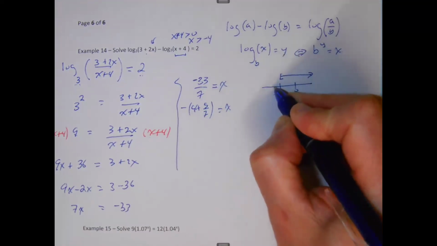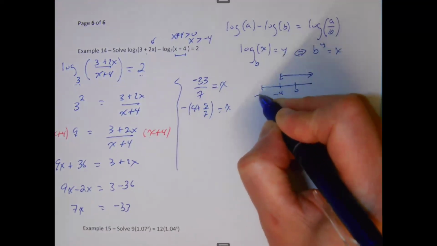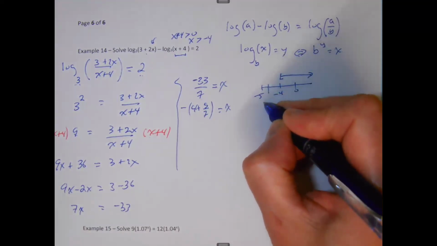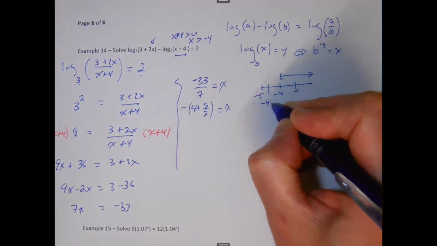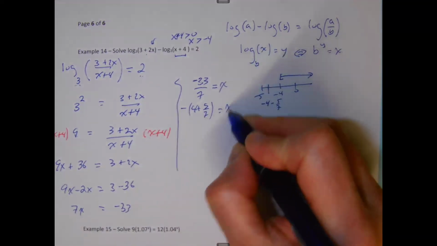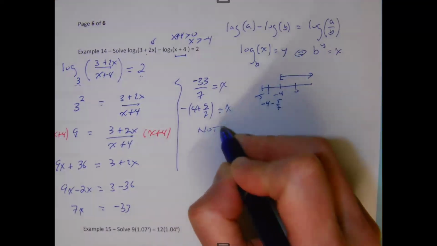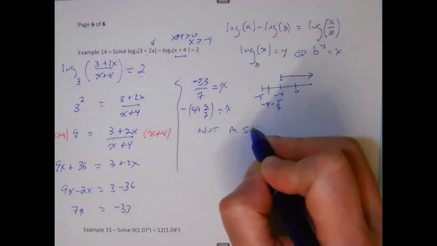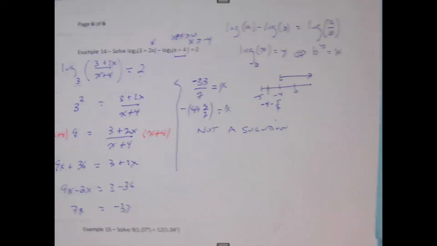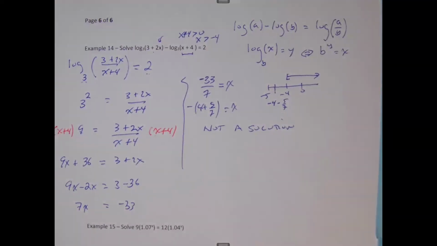This value is, here's negative 5, so this is somewhere here, 5/7. So yeah, this is definitely not a solution, even though I got it to value. So there's no solution to this equation.